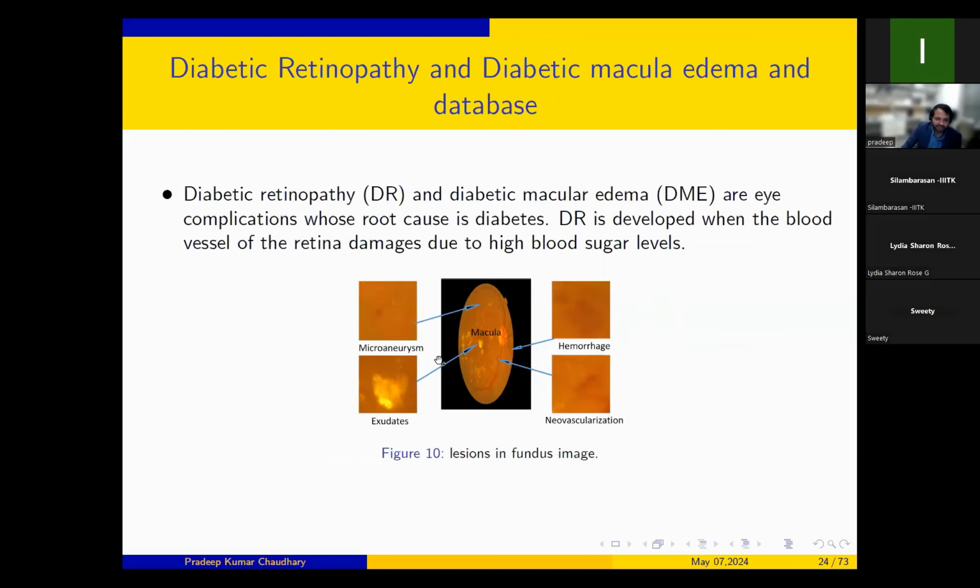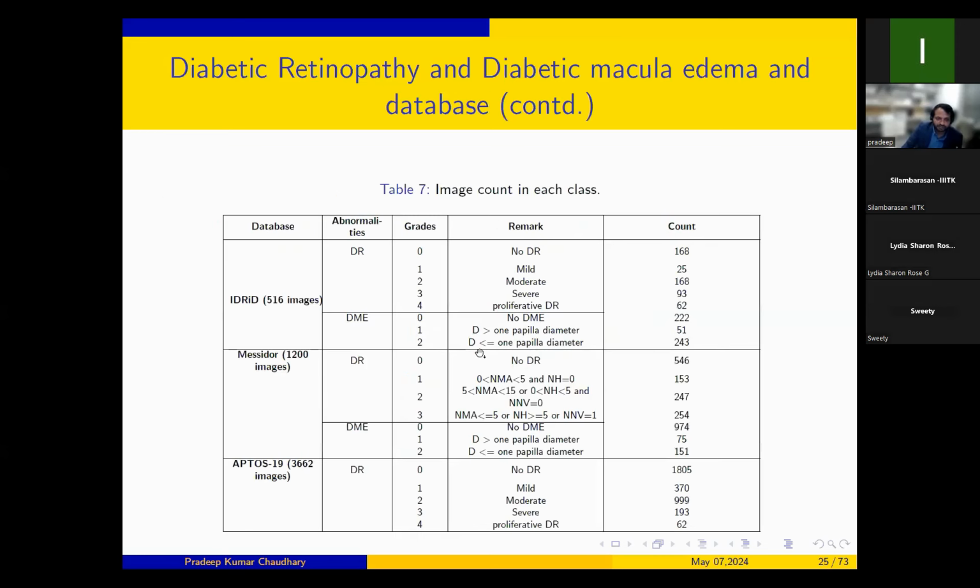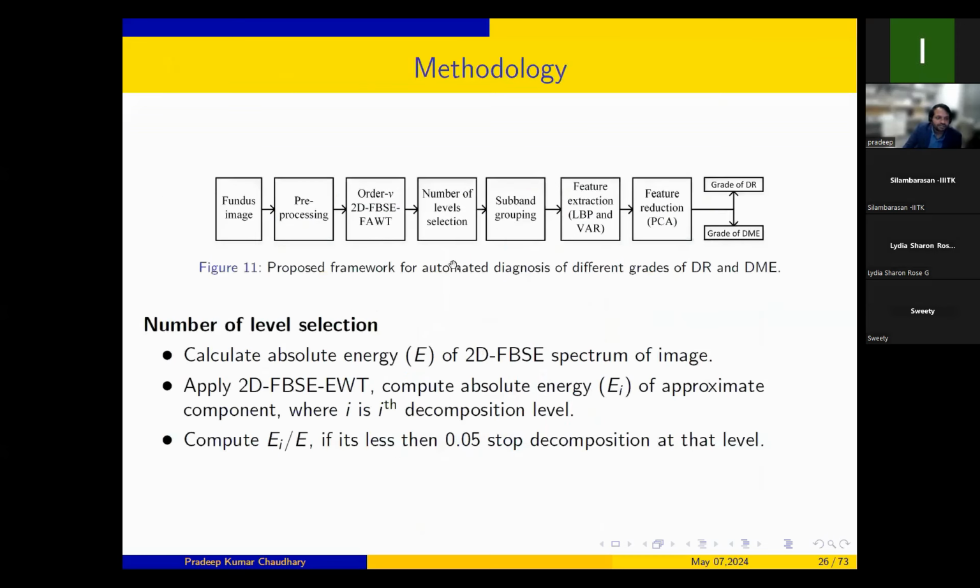Whenever this exudate or microaneurysm comes into the macular region... The macular region is a portion of the retina where different types of cones and rods are present, so that we can get the color information and sharpness information, whatever we see, what is the color of that, how sharp it is. All that information is collected there. There will be a framework which is used for classification or for diagnostic purposes.